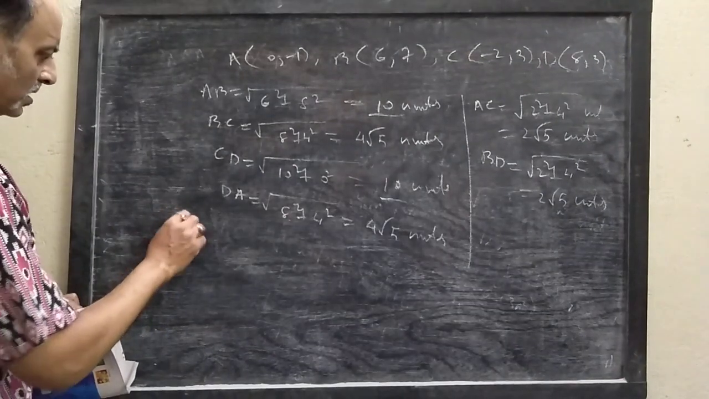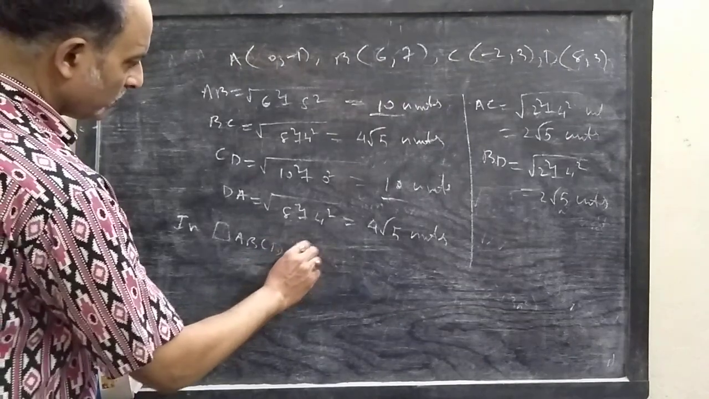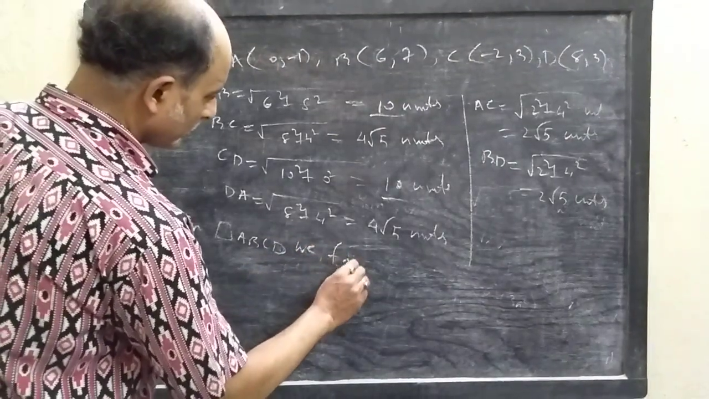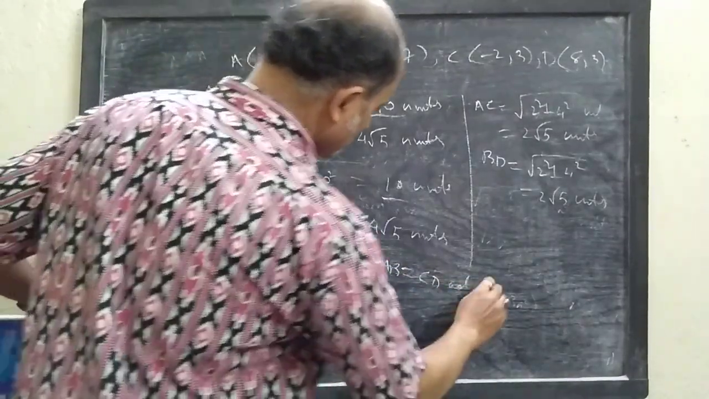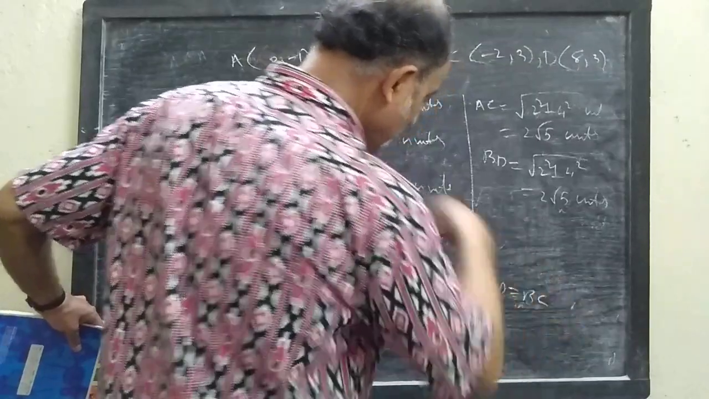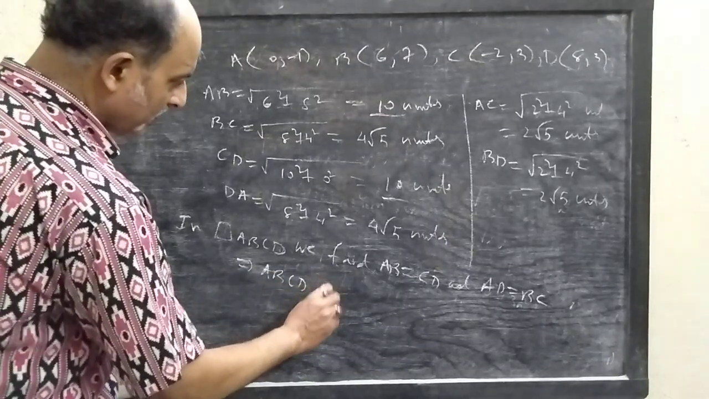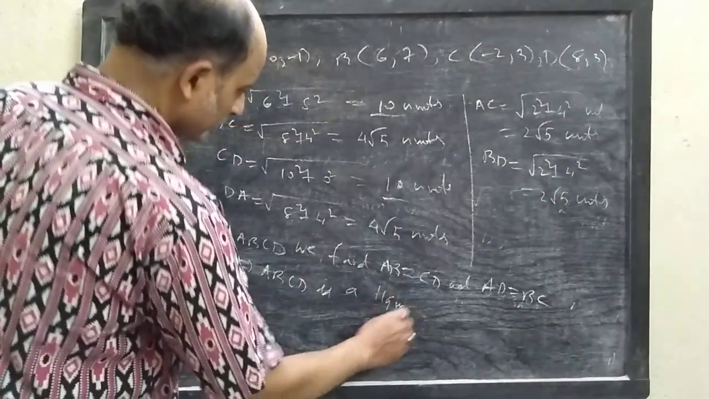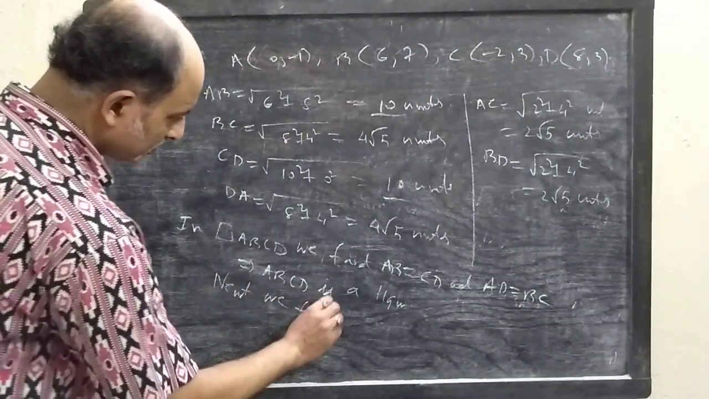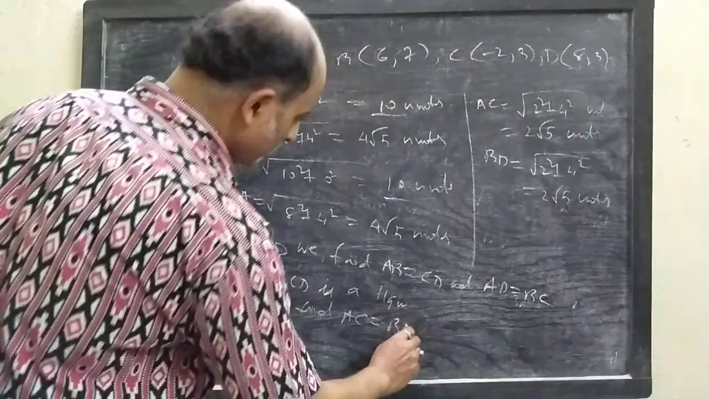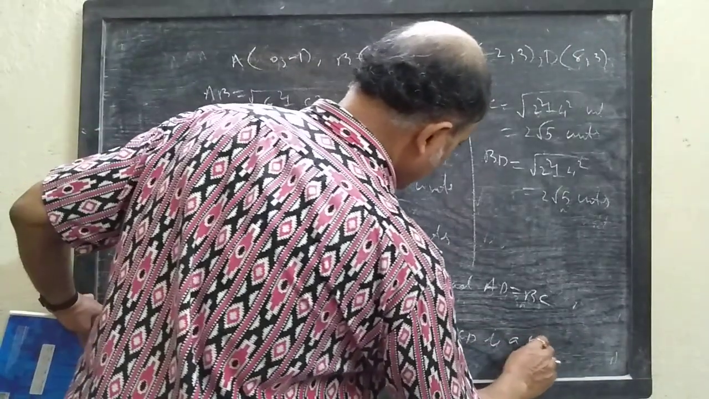So now we have to write the conclusion in this way. In quadrilateral ABCD, we find AB equals CD and BC equals DA. That implies ABCD is a parallelogram. Next we find AC equals BD. That implies ABCD is a rectangle.